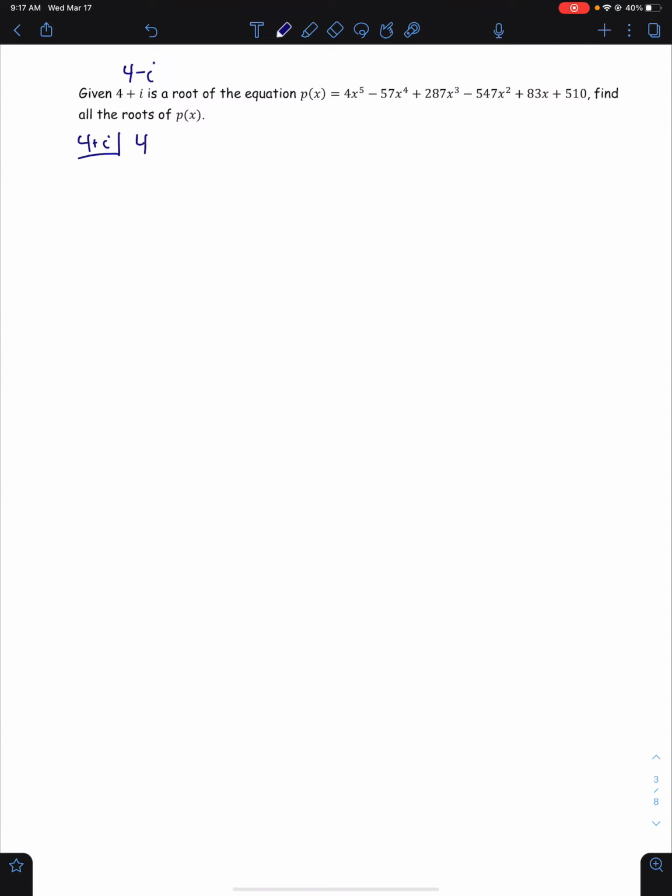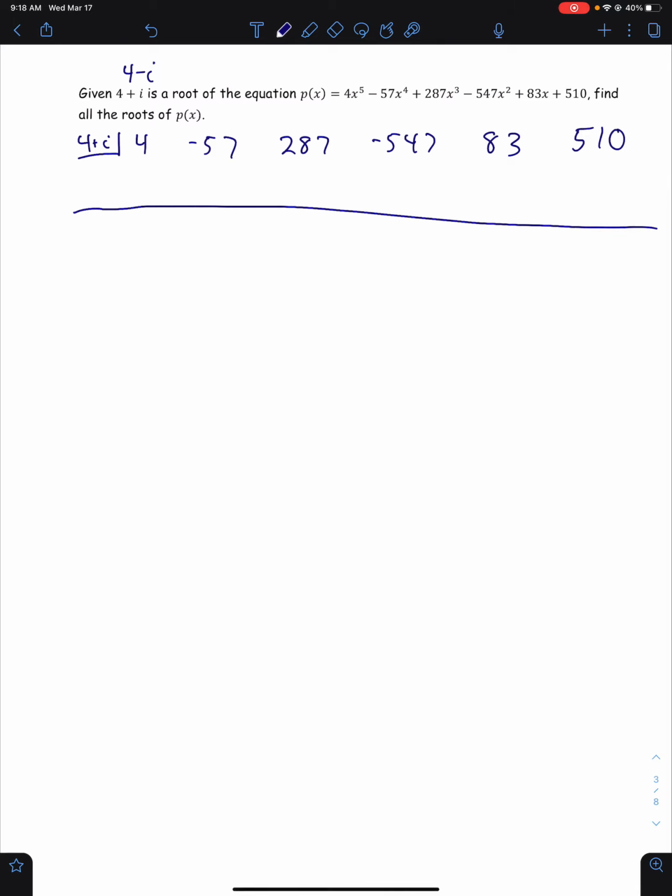So that would be 4, negative 57, 287. Give yourself plenty of room on this, because this is going to take up some space. And the same exact process. All this is more arithmetic. It's just using i's. So we would drop down the 4 and then do 4 times 4 plus i. So we do 4 times 4 plus i, and you get 16 plus 4i. Add vertically, so that would be negative 41 plus 4i.